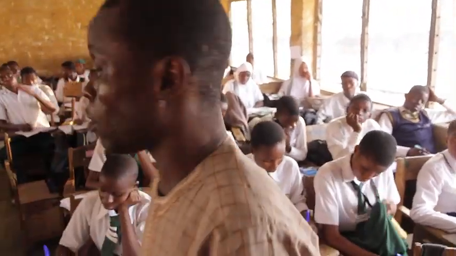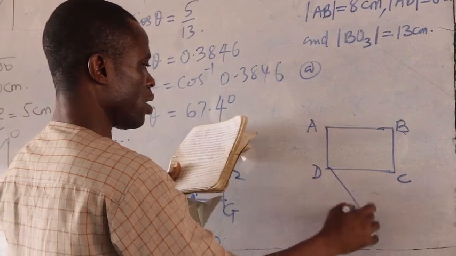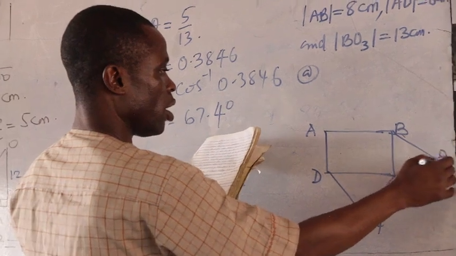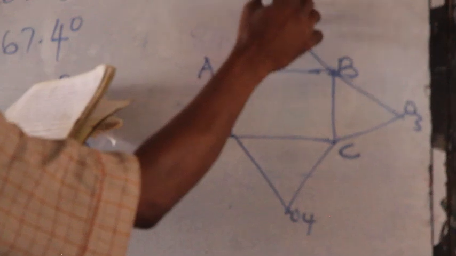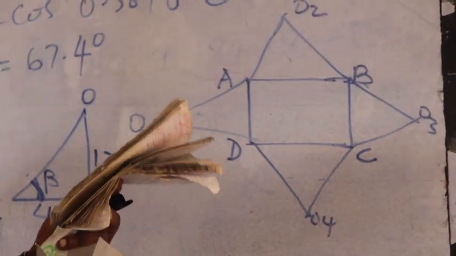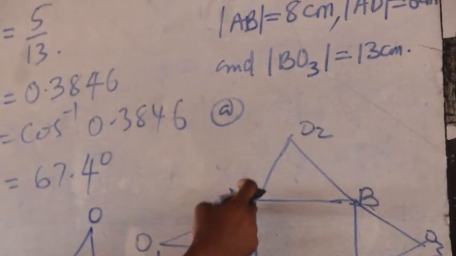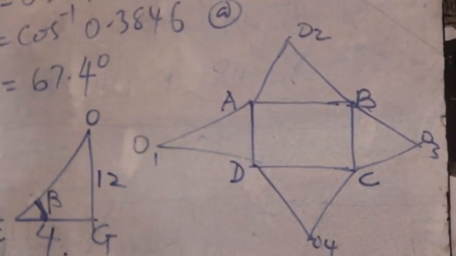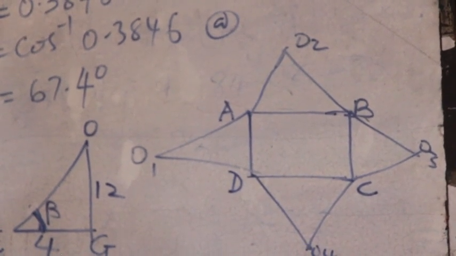Okay, now this is the net of the diagram. We have O4, O3, O2, O1. Now, we have been given AB as 8 and AD as 6. It is a rectangular base pyramid. But when you now bring everything together, it will form O. And that is the vertex. Is there any question?